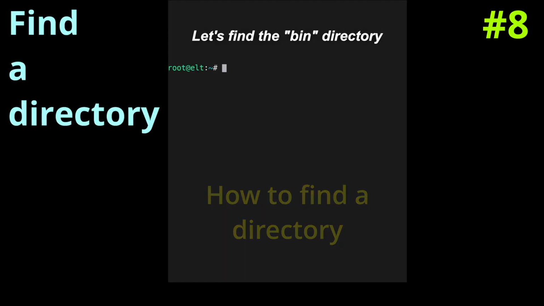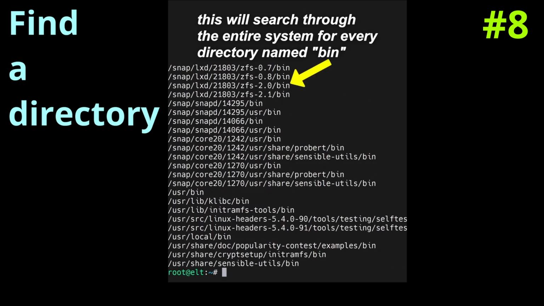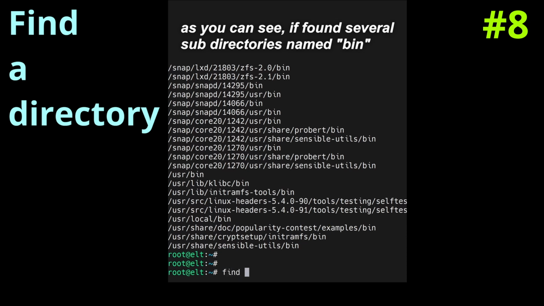Let's find the bin directory. Type find in the entire system -type d for directory -name bin. This will search through the entire system for every directory named bin. As you could see, it found several subdirectories named bin.